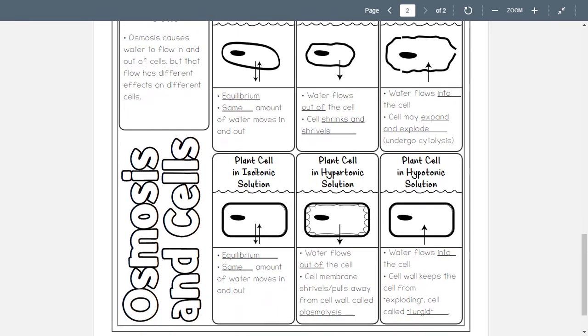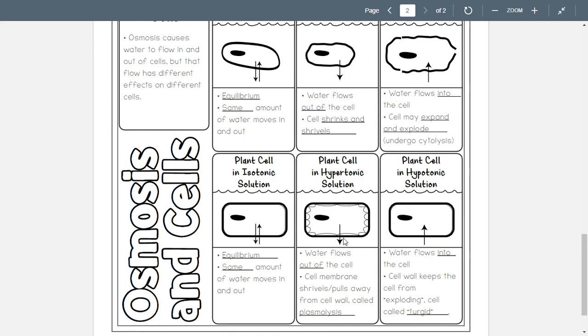Plant cells actually prefer to be in a hypotonic solution because when they swell, they push against their cell wall, causing them to be turgid, which is a name for just rigid, and allows them to stand up because they don't have bones.